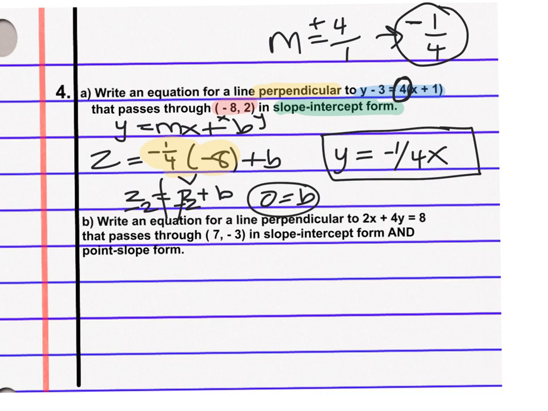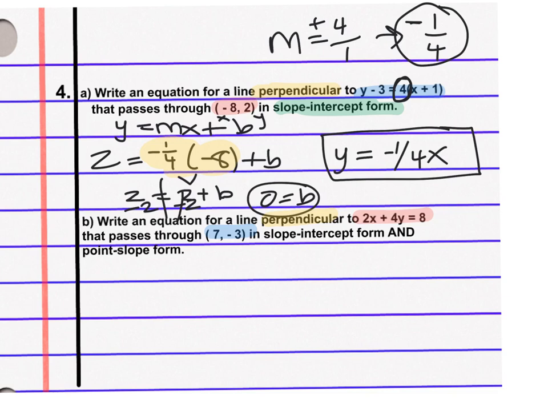Okay, so part B: write an equation for a line perpendicular, so we're still working on those perpendicular lines, to 2x plus 4y equals 8 that passes through the point (7, -3), in slope-intercept and point-slope form. Oh, this is going to be a fun one.